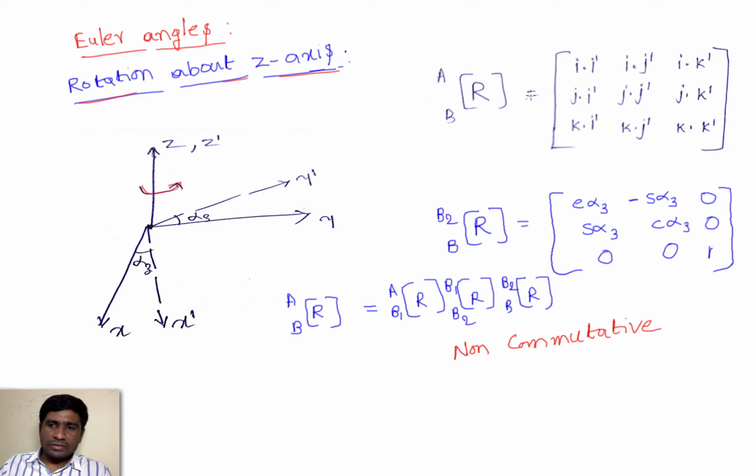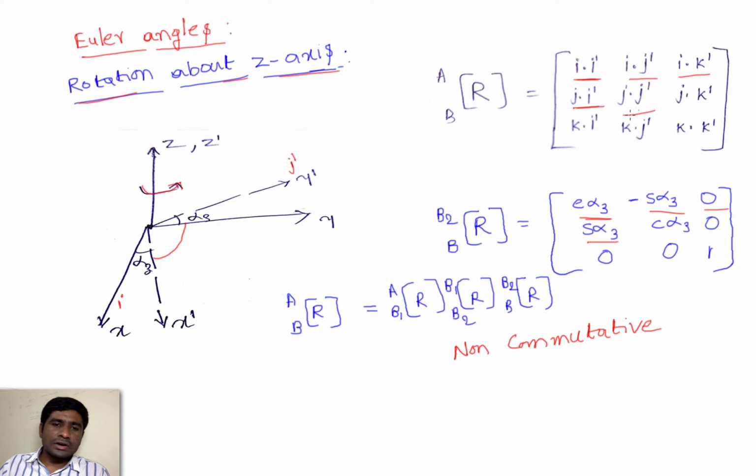And again, if I substitute in this one, here I into I dash, this is the angle, that is alpha 3 here we have written, and I into J dash, this is the I, and this is the J dash. So the angle between these two is 90 plus alpha 3, so minus sin alpha 3. And I into K dash is 90 degrees, so its value is 0. And the angle between J and I dash is 90 minus alpha 3, so that's why sin alpha 3.